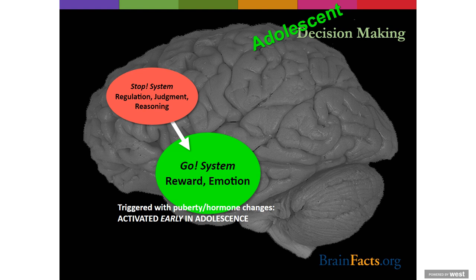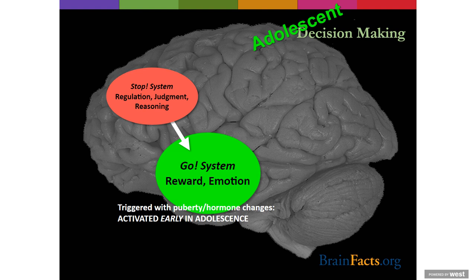Now, it's not always good to go, and you need another system in the brain, the stop system, to moderate our go behavior and to give us what we call executive control. And that part of the brain is the prefrontal cortex.